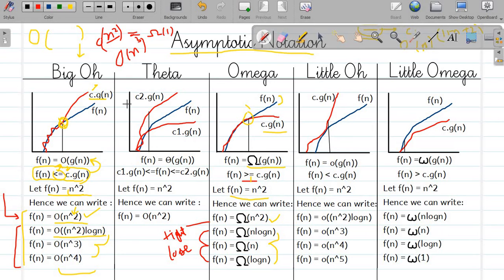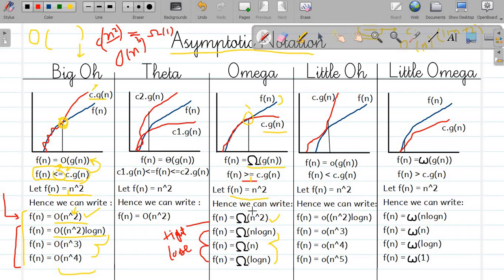Another thing that you should notice is Big O simply tells us that your algorithm will at max take this amount of time, which means that if I'm writing n square or n square log n, this shows that my algorithm will take at max this amount of time. If I am given this much time, my algorithm will surely complete its task within this time.